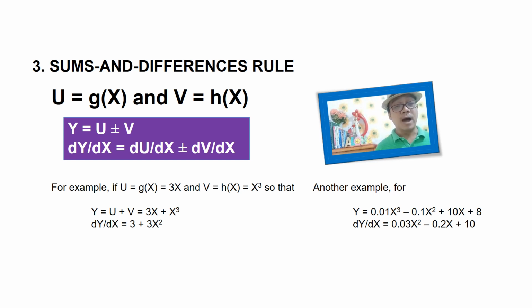As another example, for y equals 0.01x cubed minus 0.1x squared plus 10x plus 8, dy over dx is equal to 0.03x squared minus 0.2x plus 10. Note that the derivatives of the first three terms of the y function are obtained by the power function rule, while the derivative of the constant 8 is equal to 0 by the constant function rule.